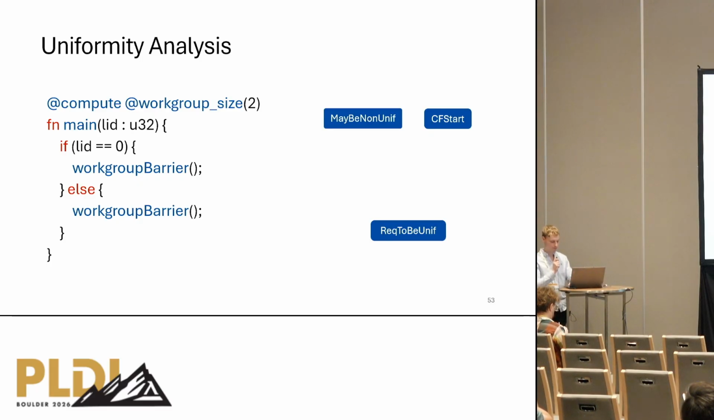There's also this third special node, CF start, and this represents whether control flow is uniform at the beginning of a function. So to analyze this program, we first need to determine whether the expression LID is equal to 0 is uniform. Whether it is going to depend on whether LID is uniform, and we know that it's not, because LID is going to have a different value in all threads. And also, whether control flow is uniform in the branches of this if statement is going to depend on whether control flow is uniform before the if statement. And so we add this second edge from LID is equal to 0 to CF start.